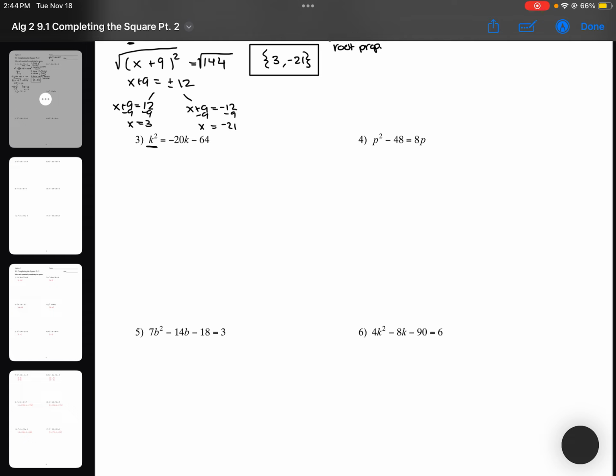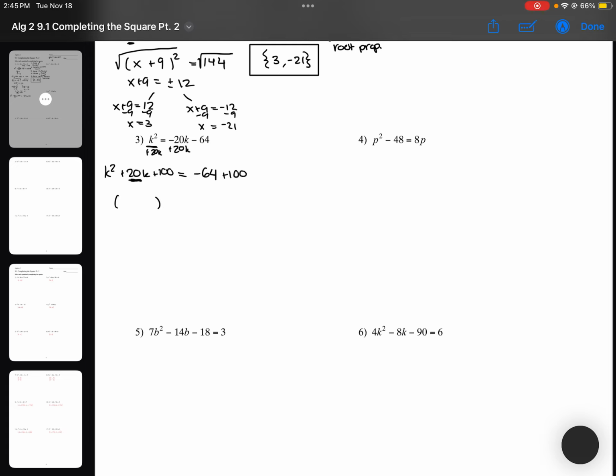Step 2, I want to bring all my variable terms to one side, so I want to add 20k to both sides. So we get k squared plus 20k. I'm going to leave a little bit of room because I know I need to add something in a second. And that equals negative 64. Now complete the square. So I'm going to add the square of half of the coefficient of my k term. Half of 20 is 10. 10 squared is 100. So that's what we're going to be adding to both sides.